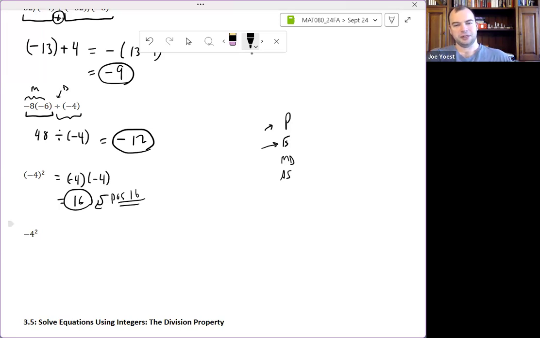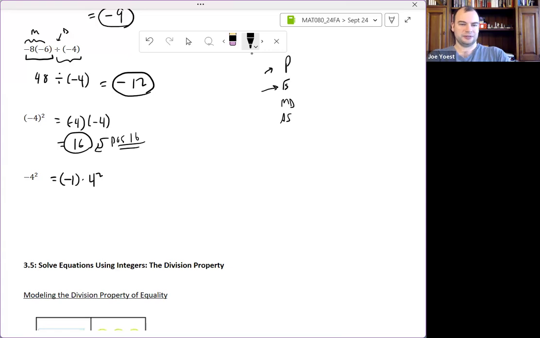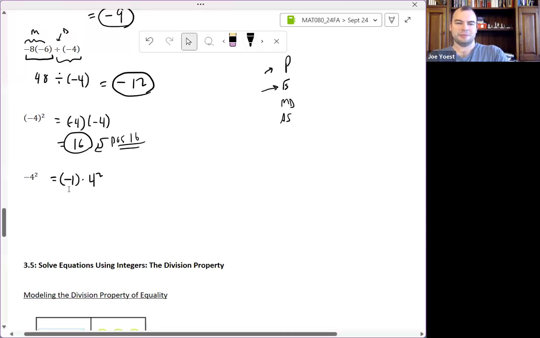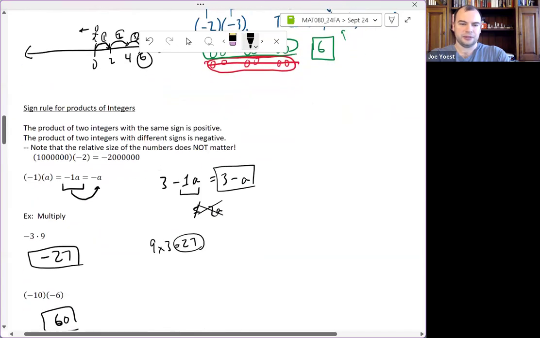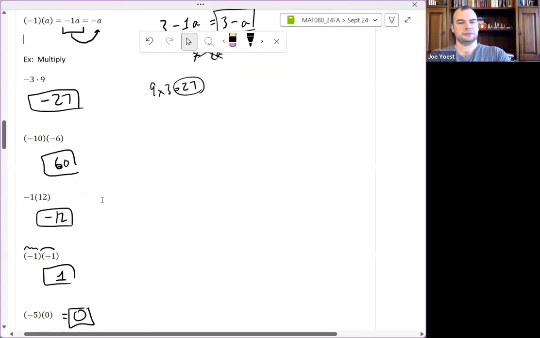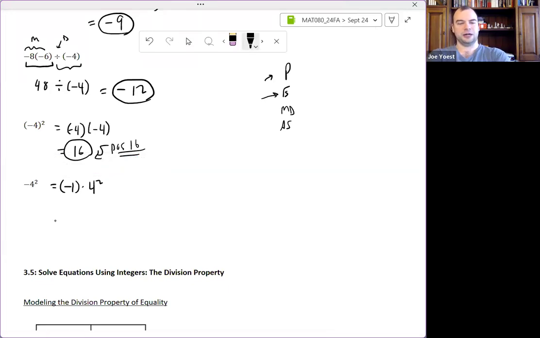I have to be a little careful though, because if I look at this next one, -4 squared without the parentheses, what is this? This is kind of like -1 times 4 squared, right? Right, because we had, where was it up here? Here, right? -a equals -1 times a, or -4 squared is like -1 times 4 squared.